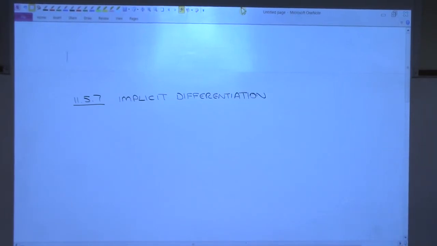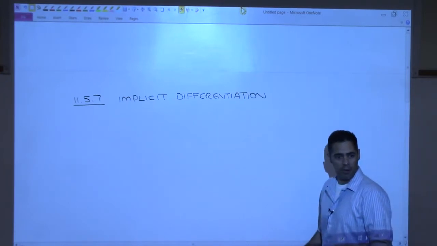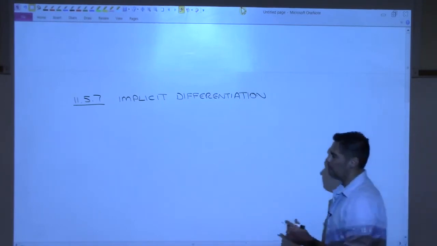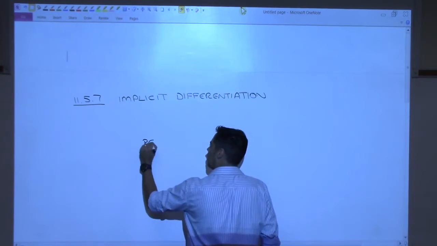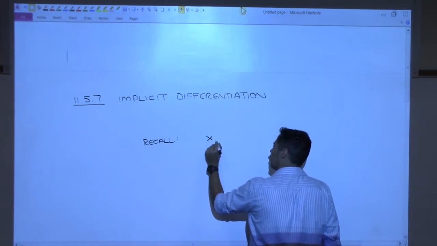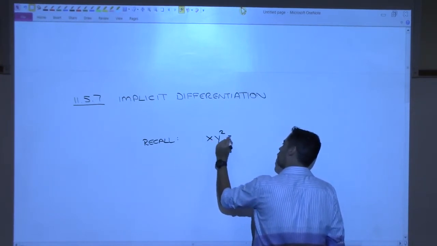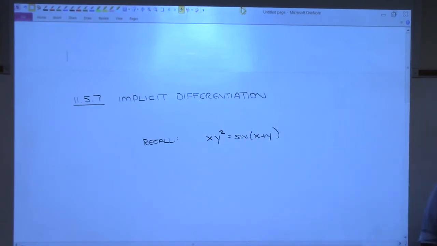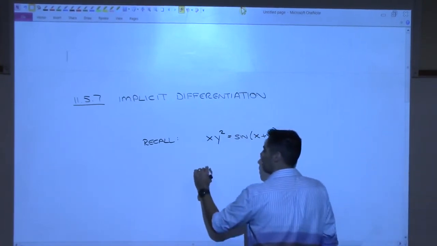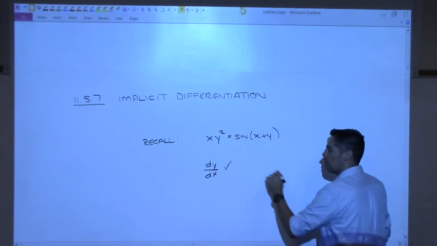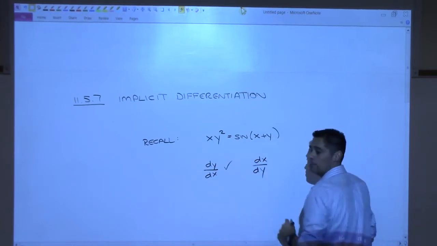Implicit differentiation. Now, we've seen implicit differentiation before, right? This is not the first time we've seen this. I'll ask you to recall from Cal 1, if you had something like xy squared equals sine of x plus y, then it would be impossible for us to isolate y. So we would use implicit differentiation, and we could find dy/dx, right? We could also do dx/dy if we wanted to.